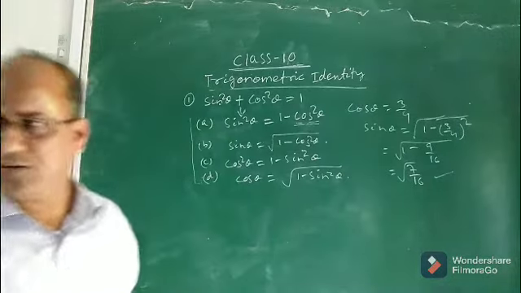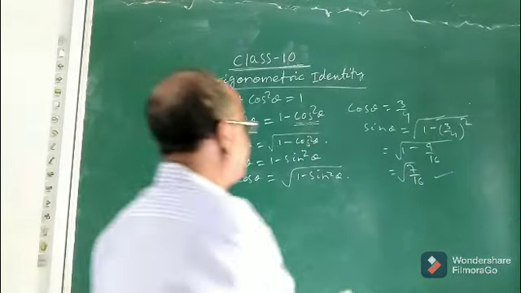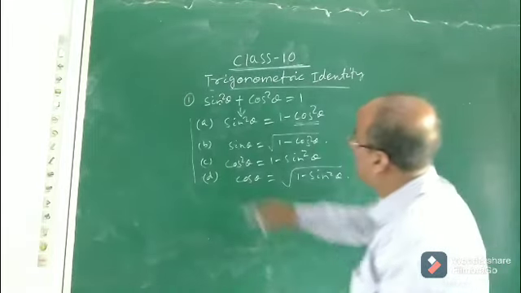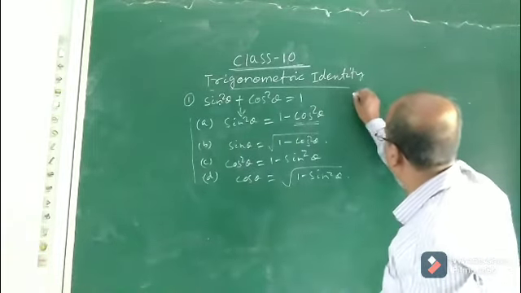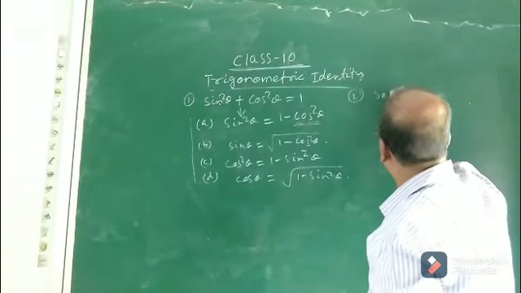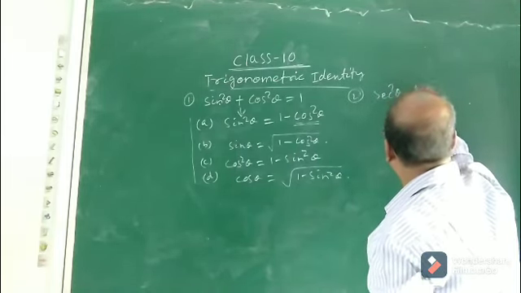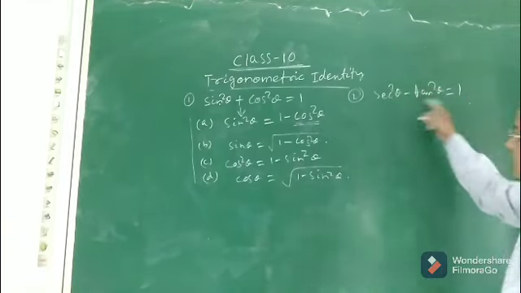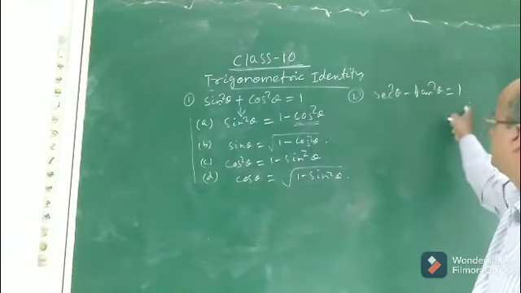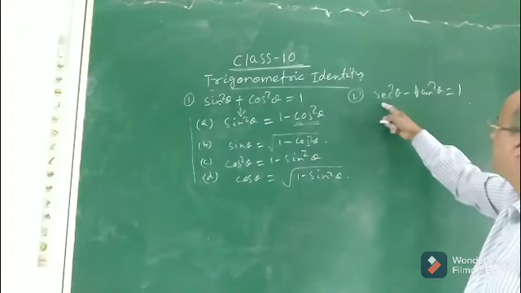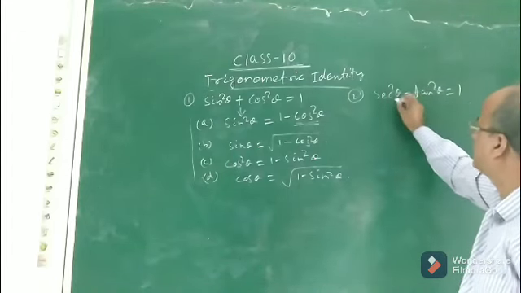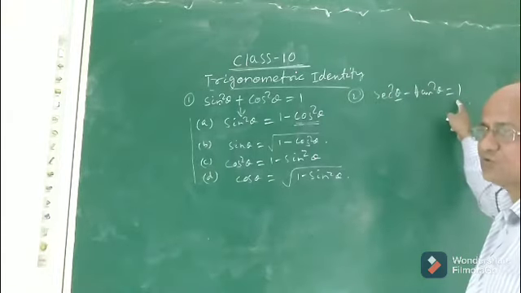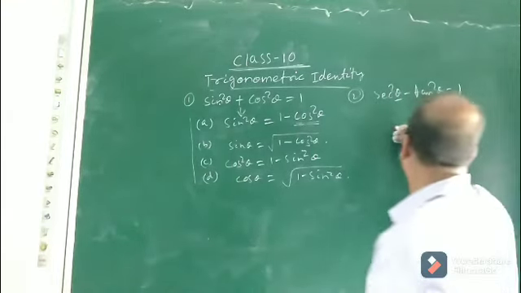Now we will discuss another important identity. What is the second identity? Like sin square theta plus cos square theta is 1, sec square theta minus tan square theta is also equal to 1. This is the second identity which we need to prove. It can easily be proved, and it is true for all angles theta. Let us prove it geometrically.